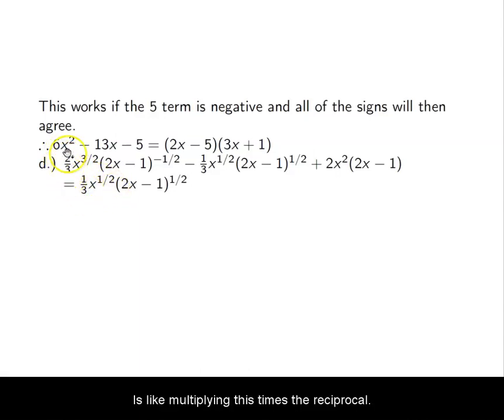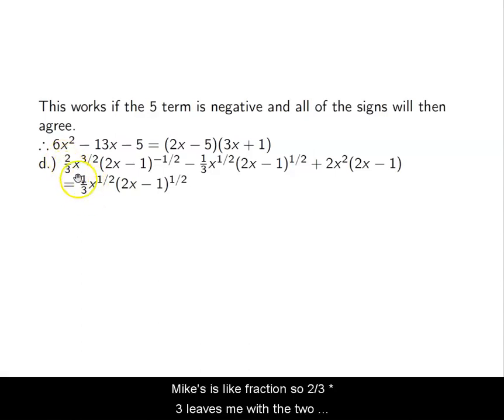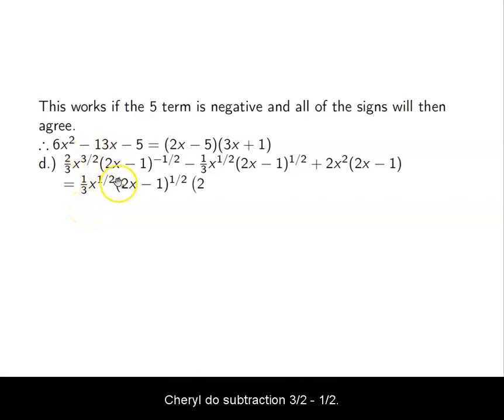is like multiplying this times the reciprocal, right? Because it's like fractions. So 2/3 times 3 leaves me with a 2, which makes sense if you think about it, because what times 1/3 is 2/3? It's 2, right? Here I'll do a subtraction. 3/2 minus 1/2 will leave me with 2/2, or 1. Okay. This binomial term, I'll subtract the powers. Negative 1/2 minus 1/2 gives me minus a minus, right? Or a negative 1.